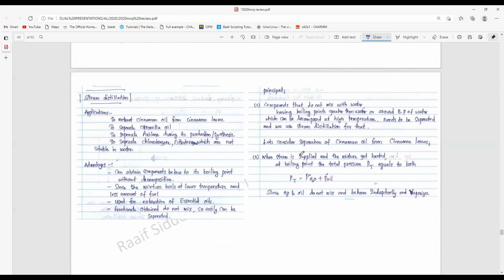Okay. What I am trying to tell here is that the vapor pressure will be contributed from both water and the oil. Therefore, the total vapor pressure will be very high in the vapor phase, allowing the boiling point to be even lower than that of the water molecules. Okay, so don't get stuck on that.